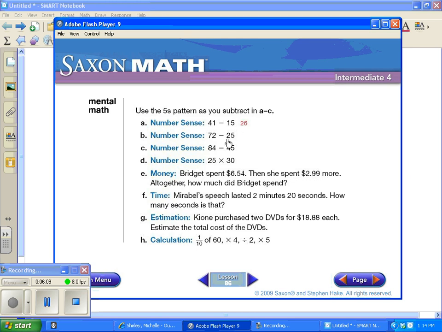And 7 minus 2 is 5, but again, we have to account for that one set of 10 that we've already used. So it's going to be 1 less than 5. It's going to be 47. Now you try this one.